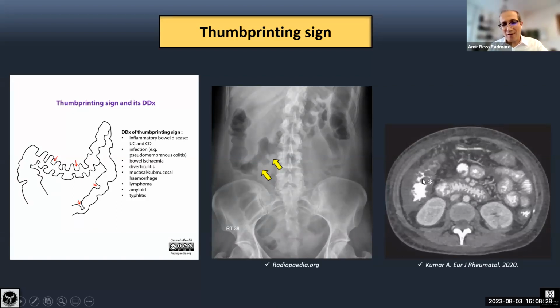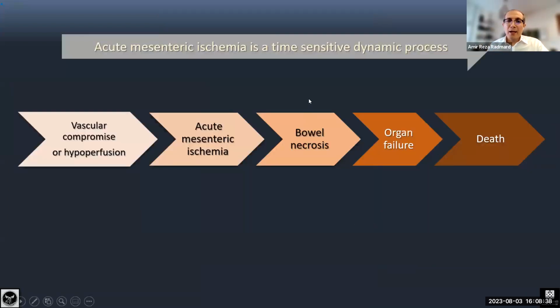It means we have edema and thickening of the colonic haustra, and this may cause this thickening and thumb printing sign. But I would like to draw your attention to the process of acute mesenteric ischemia due to any etiologic factor.